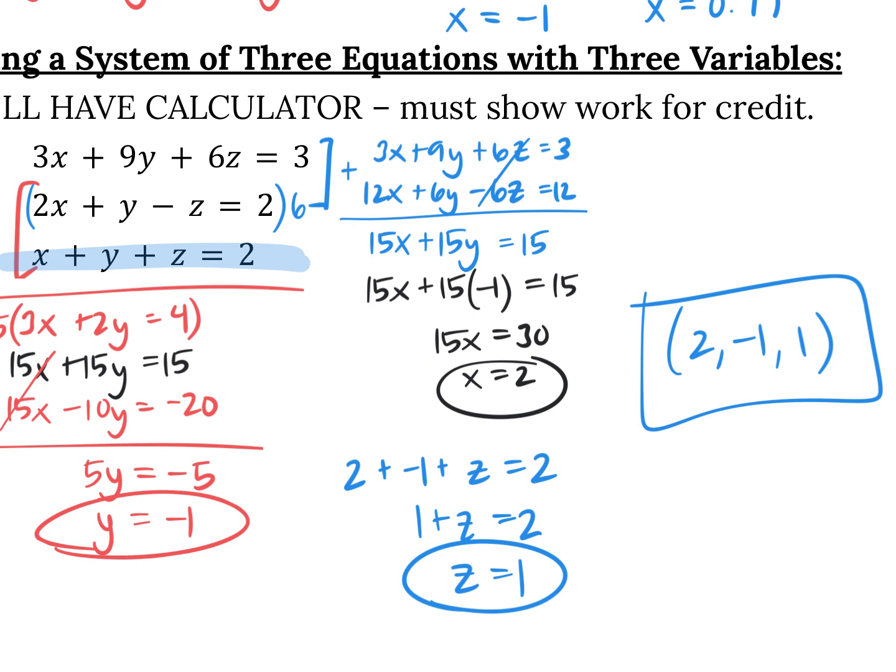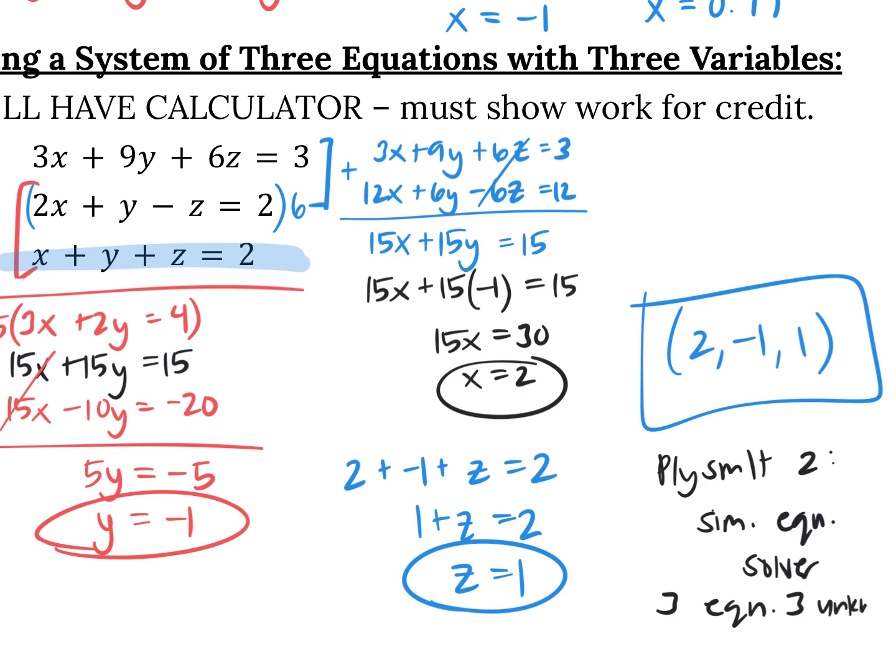Now again, like I said, you can go into PolySmelt 2 on your calculator, and this will be the simultaneous equation solver that you want to go into, and you're going to choose 3 equations and 3 unknowns to solve for this system of 3 equations. Okay, so you can do that at another time.